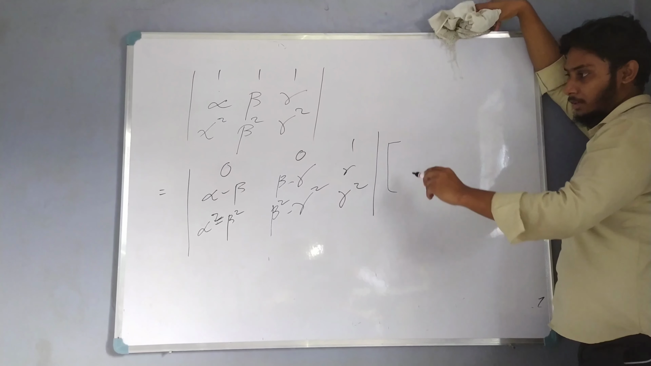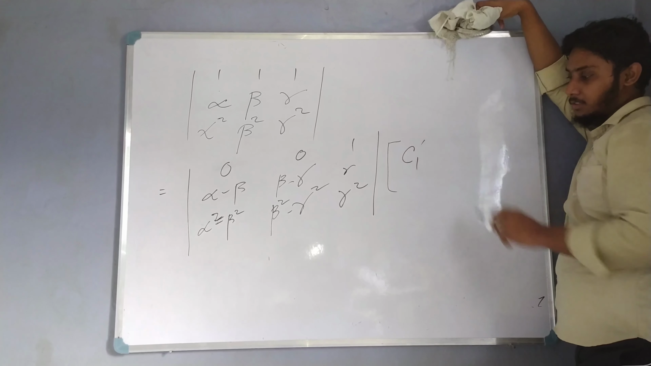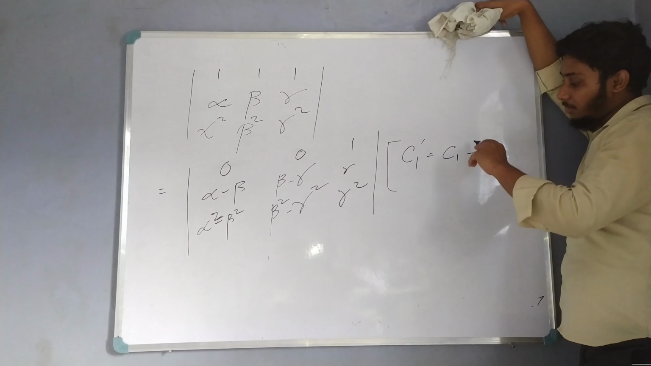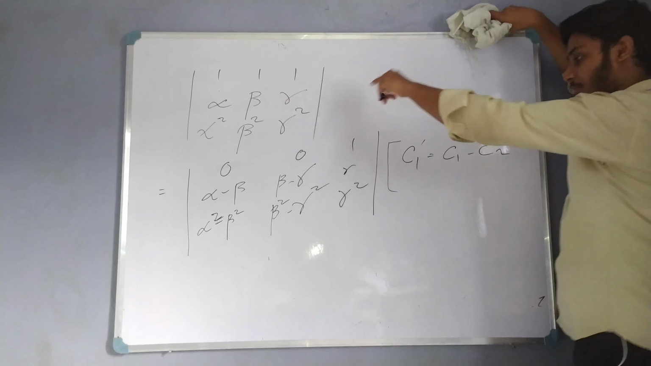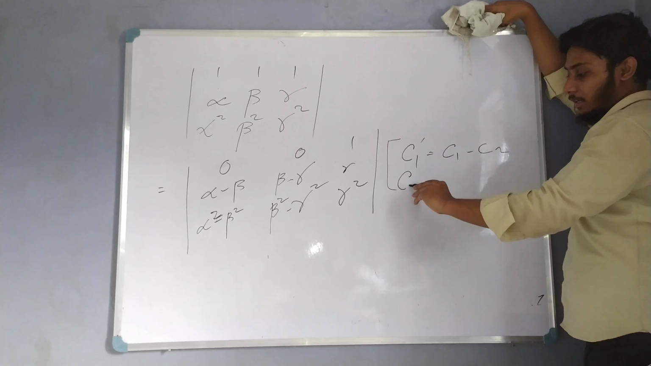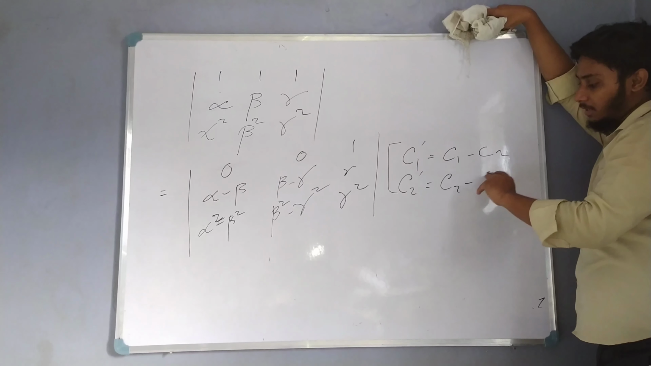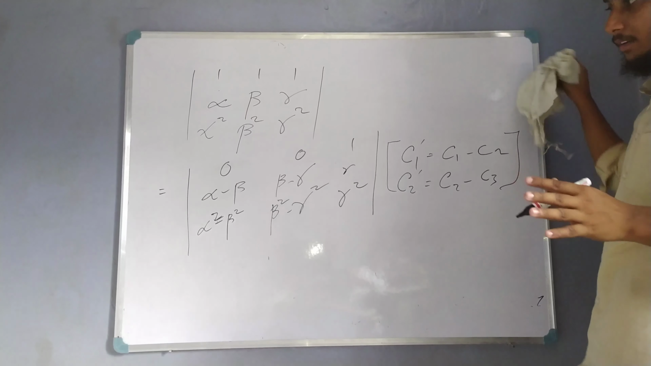And what you have done here, you have to write. You see, your first column is new. So C1 dash means new first column. It is obtained from C1 minus C2, because we have subtracted this from this, so C1 minus C2. And again second column is new, so we have subtracted C2 minus C3. So you have to mention here that what you have done.